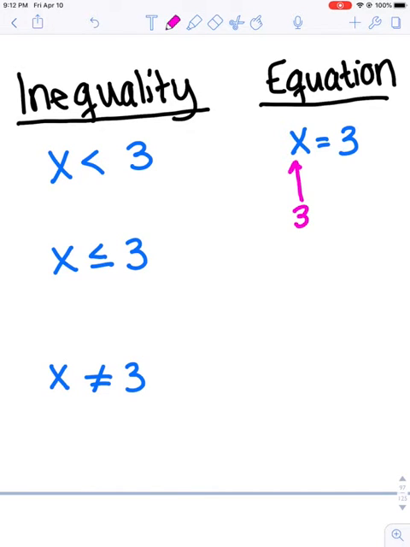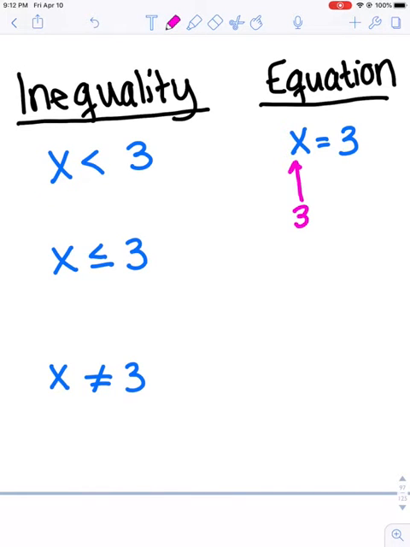If you look at the first inequality, it means x is less than 3. You may have learned in the past that the inequality sign is kind of like an alligator mouth. So it's like a mouth that's eating the 3. The wider part is facing the 3, which means the 3 is bigger. And we always read inequalities left to right. So we would say x first, and then we say the less than symbol, and then we say 3. So x is less than 3 is how you read it out loud.